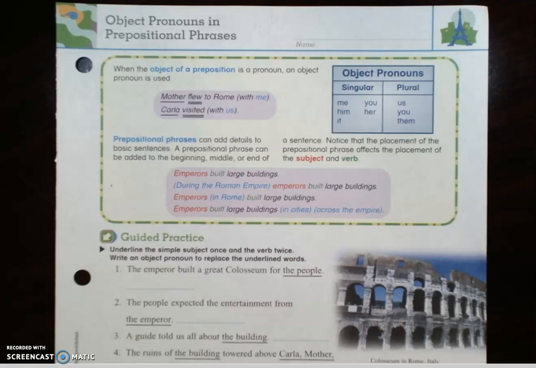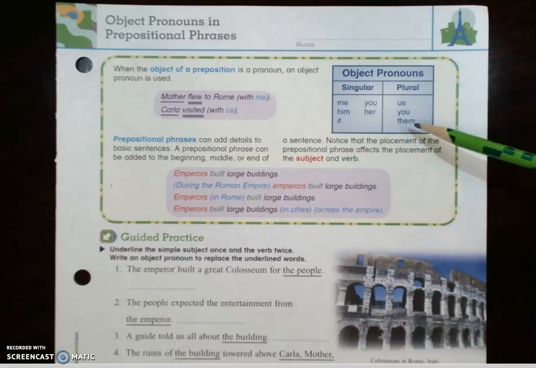But anyway, let's go to the top of the page and look at the sentence. It says, when the object of a preposition is a pronoun, an object pronoun is used. So, when the object of a preposition is a pronoun, an object pronoun is used.